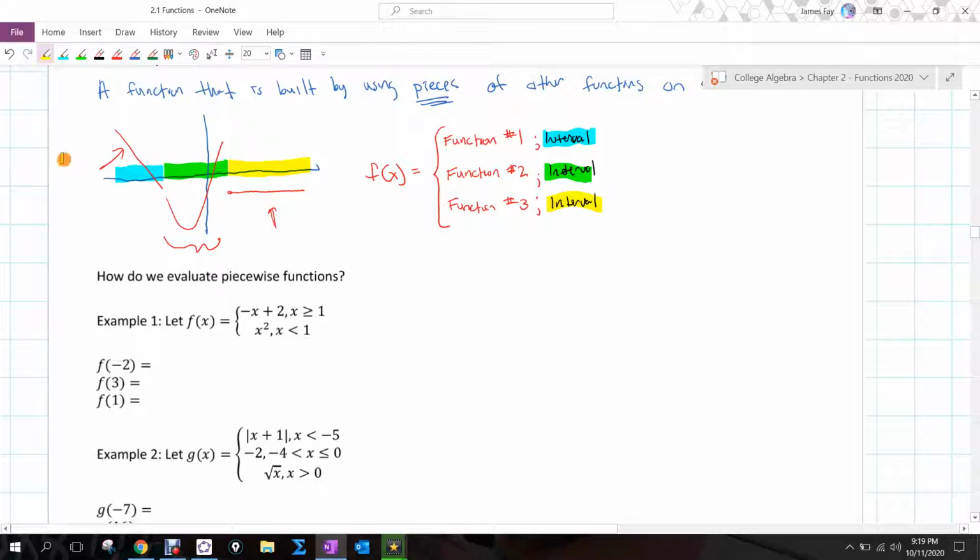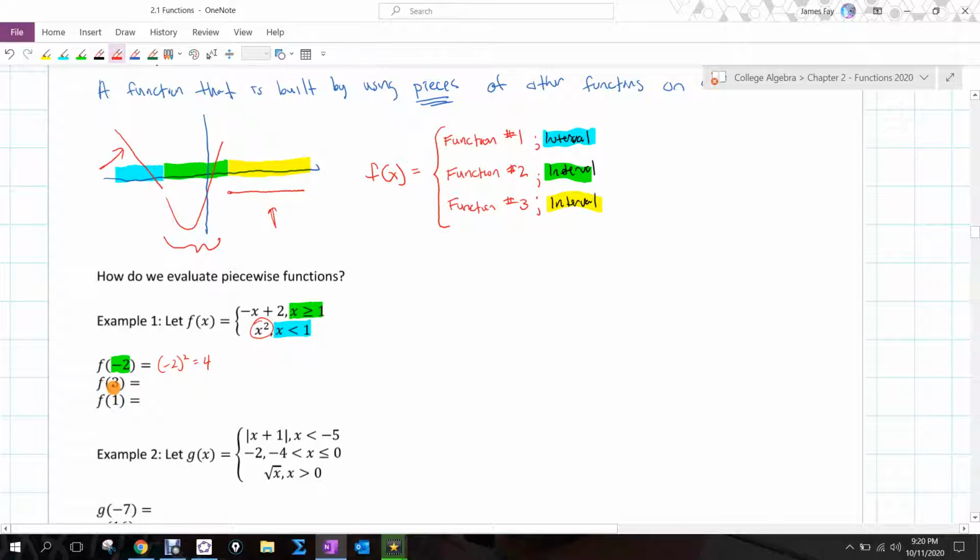Well, the first thing we're going to do is ask ourselves, what are we evaluating? Okay, so -2 is the input. So I need to look at my rule here and say, okay, where does -2 fall? Does -2 fall in that interval, or does it fall in that blue interval? Well, -2, is that greater than or equal to 1, or is it less than 1? It's less than 1. So that tells me I'm going to plug -2 into that rule right there. So f of -2, plug it in here. -2 squared will give me 4.